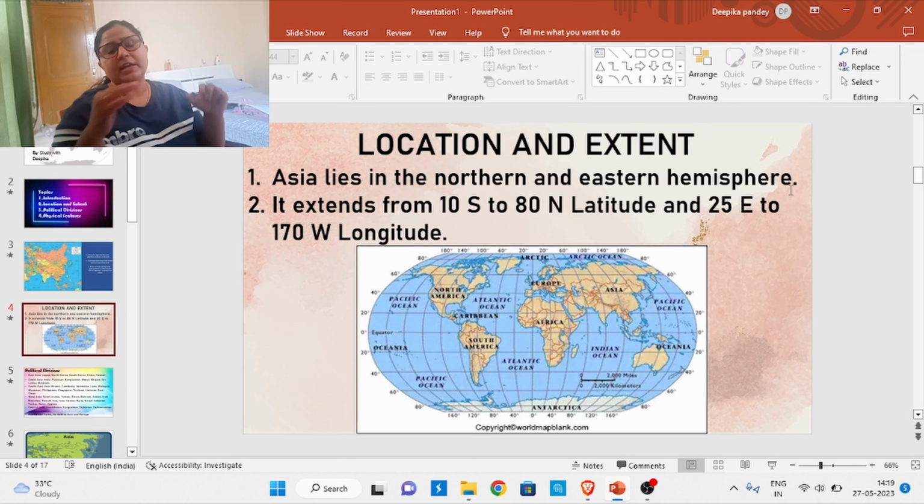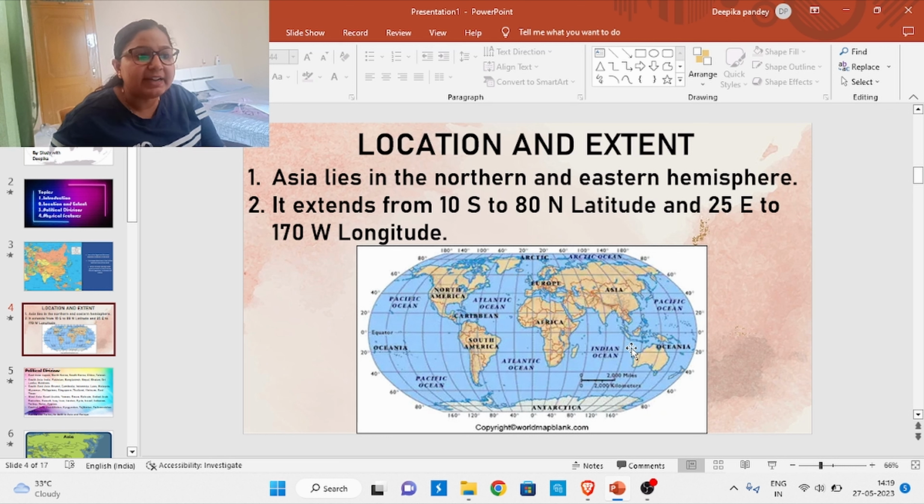Now if I say, what is the latitude of Asia? So see children, Asia extends from 10 degrees south latitude in the south to 80 degree north latitude in the north.